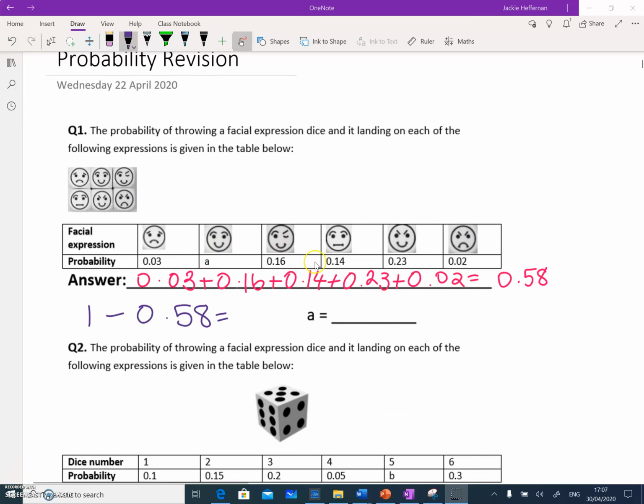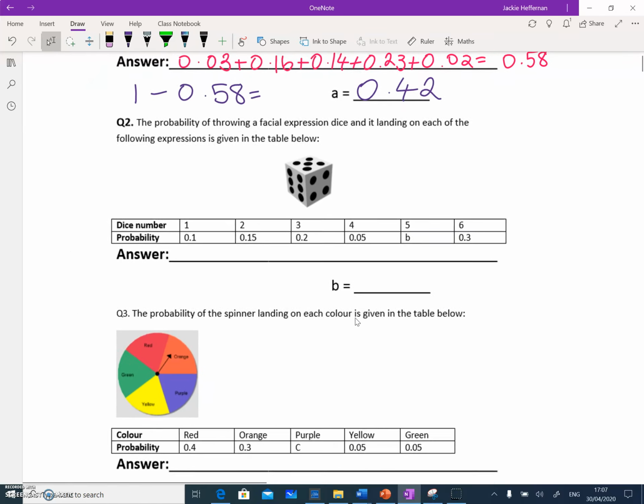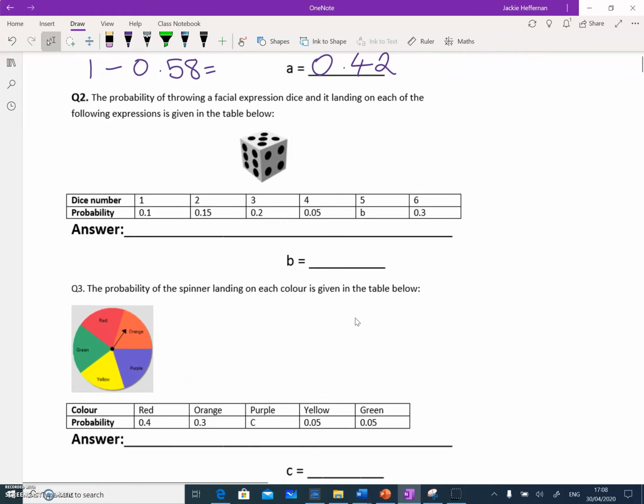So when we add the 5 of them up, we get 0.58. So 1 take away 0.58 will give us our answer for A, which is 0.42. Okay, what I'm going to get you to do now is pause the video and try the next 2 questions.